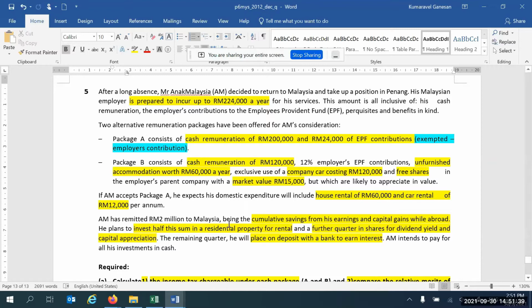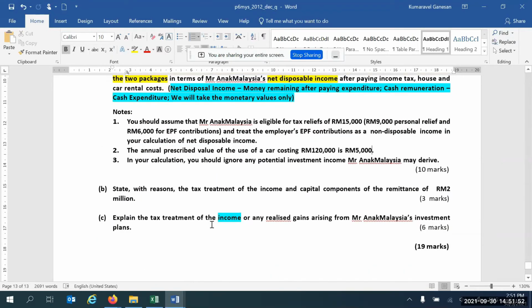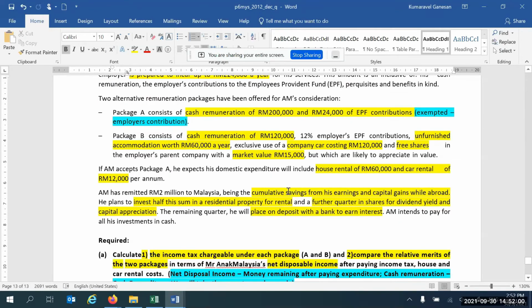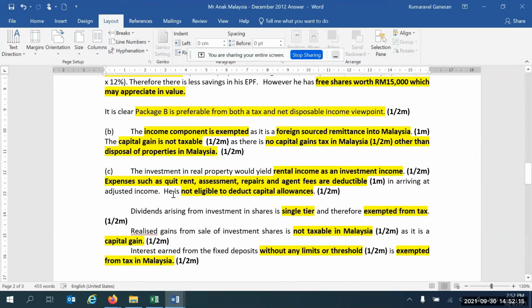Okay, now think about it. Cumulative savings from his earnings and capital gains while abroad. So they are asking you just the first part, savings from earnings and capital gains while abroad. So this is foreign source income, because the source was not derived from Malaysia. That's what you need to write.